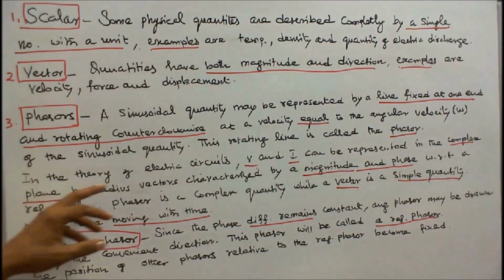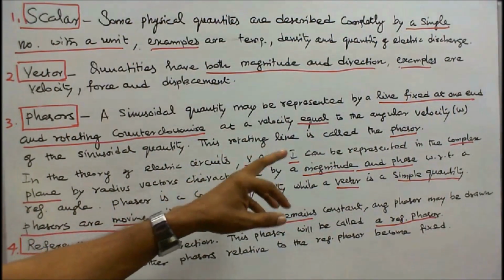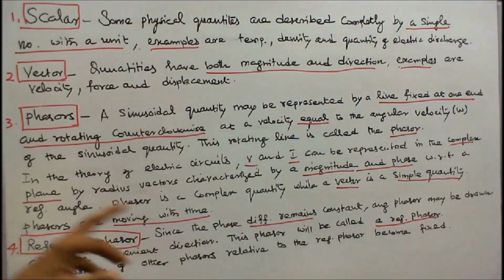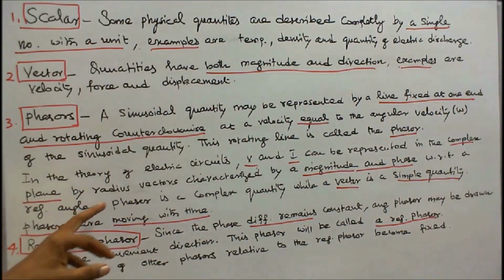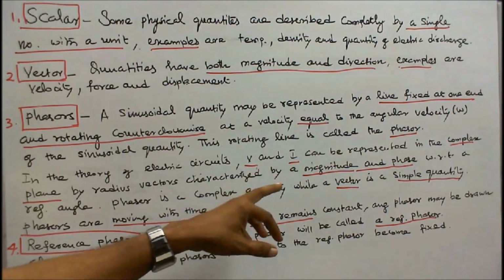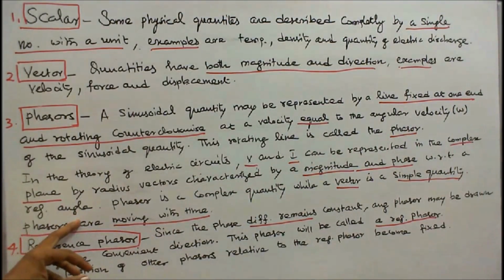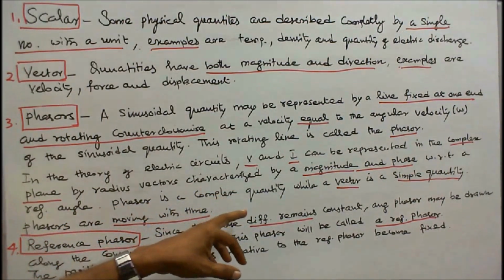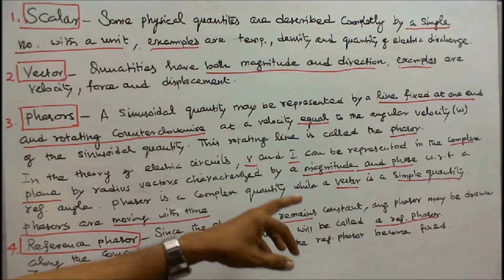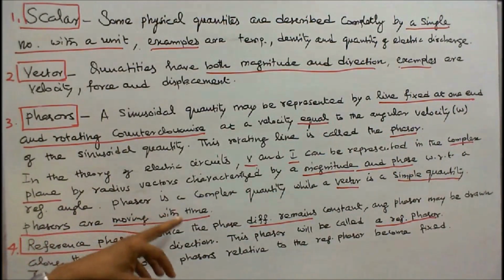In the theory of electric circuits, voltage and current can be represented in the complex plane by radius vectors characterized by a magnitude and phase with respect to a reference angle. A phasor is a complex quantity, while a vector is a simple quantity. Phasors are moving with time.